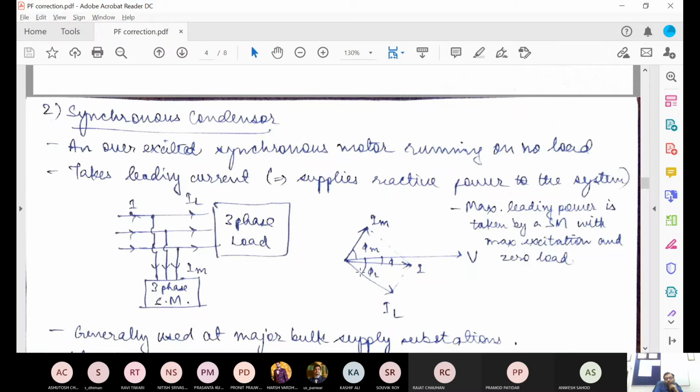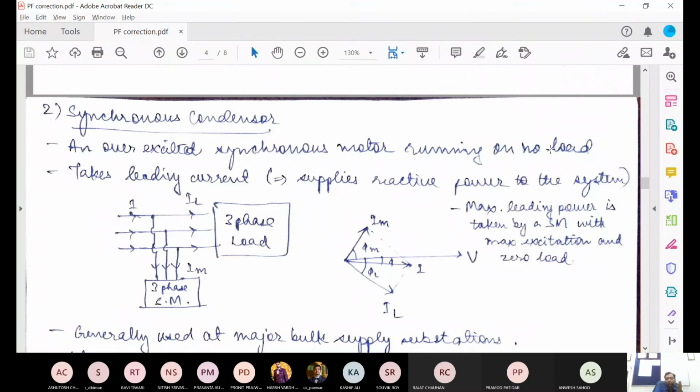So IL was lagging earlier by this angle phi L, and IM is leading by phi M. If you do simple vector addition for these two, you can see that the net current is I, and it is very significantly improved. So the power factor has improved from phi L to phi. That is the idea here. And one note given here is that maximum leading power is taken by a synchronous motor with maximum excitation and zero load.